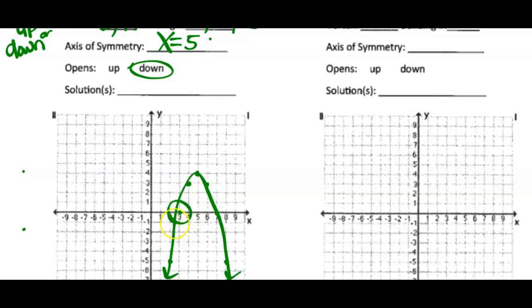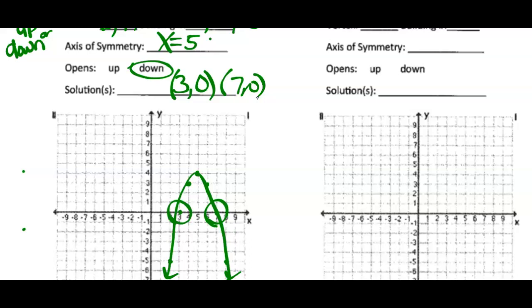The place at which the line crosses the x-axis, that, my friends, is my solution. So where did it cross? It crossed at 3 and 7. 3, 0 is my first, and 7, 0 is my second. 2 solutions here because the parabola crosses the x-axis twice.